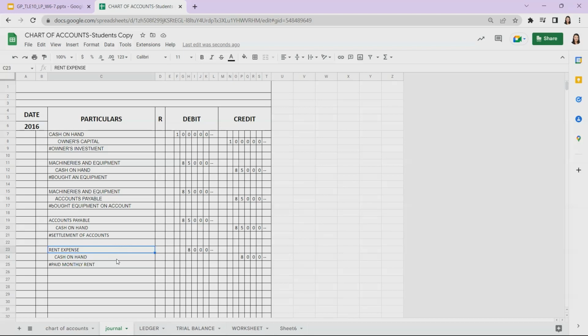And the reason why we have credit, cash on hand is because, again, nagbayad. Pag nagbayad, what will happen to the cash? It will decrease. And since it is an asset account, it decreases. It must be put on the credit side.